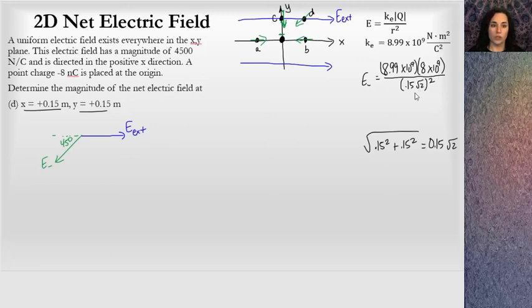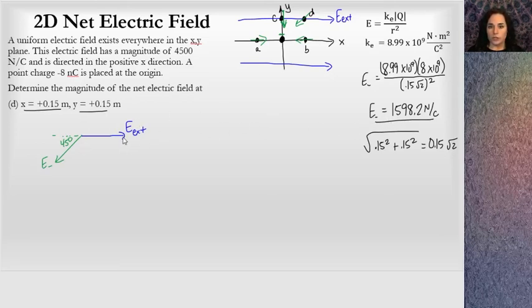And when you calculate this electric field due to the point charge at the origin, you will get 1598.2 newtons per coulomb. Notice that it's less than when it's at point A or point B or point C. We got the 3196. This is less than that. So, 45-degree angle. So now we're adding vectors.